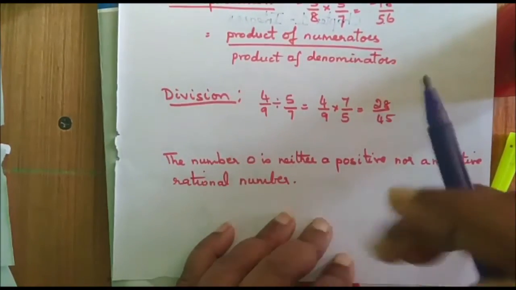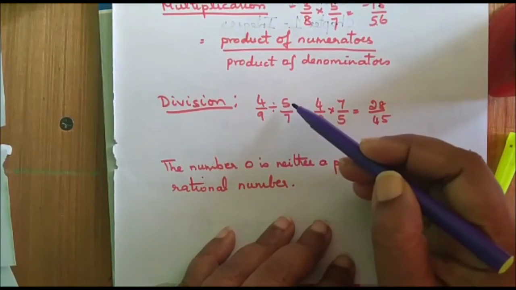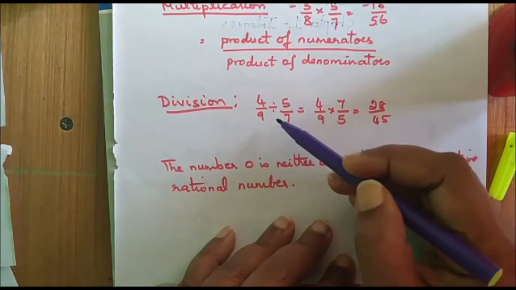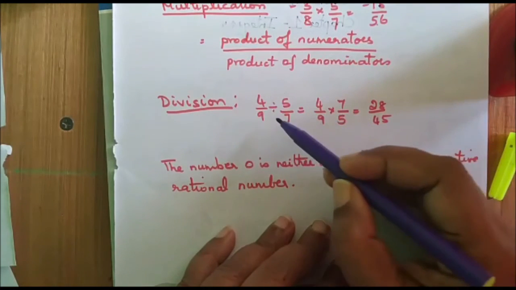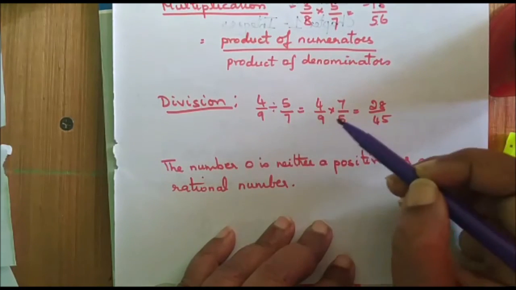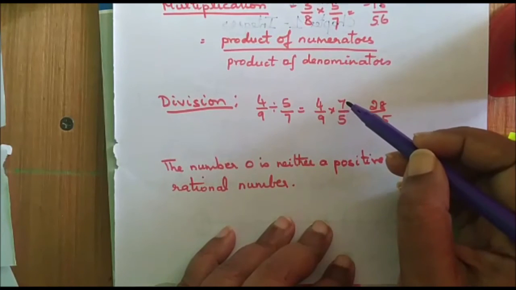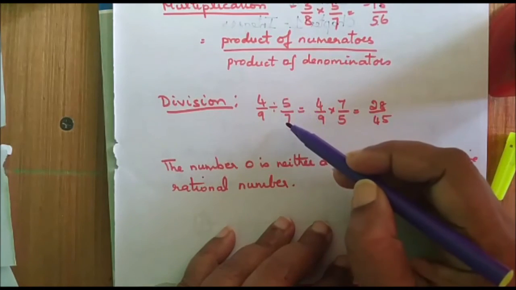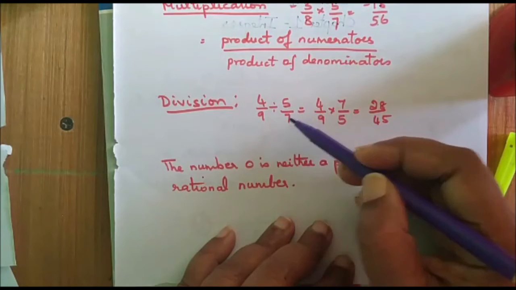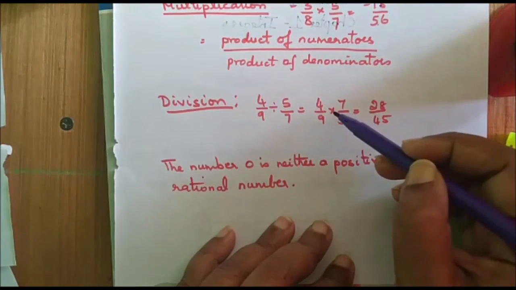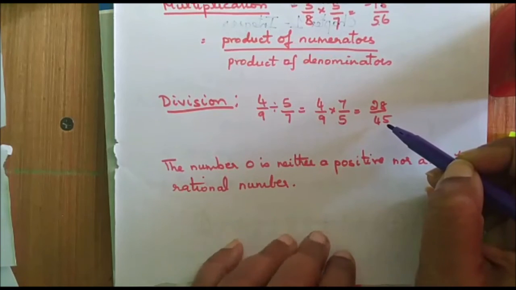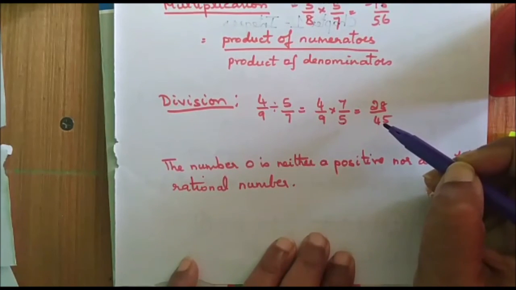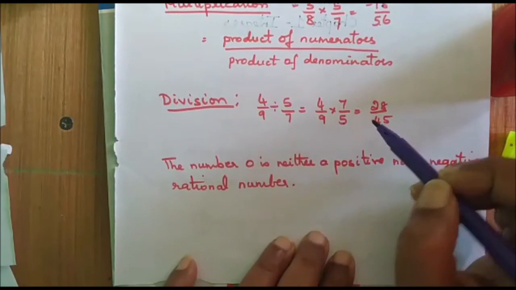Similarly, for division, 4 by 9 divided by 5 by 7. This is how we did it in fractions also. So 4 by 9 into 7 by 5. We multiply it with the reciprocal of the number by which you have to divide. 5 by 7 will become 7 by 5, and I multiply it, I get 28 by 45. So this is how we divide two given rational numbers.